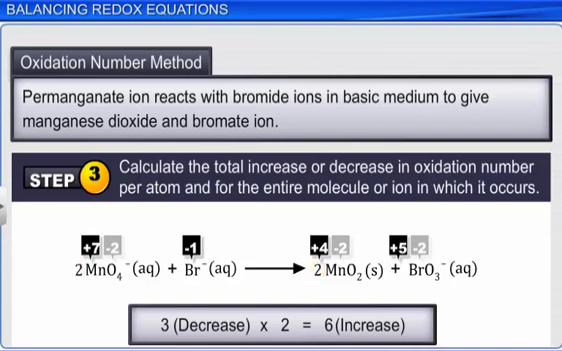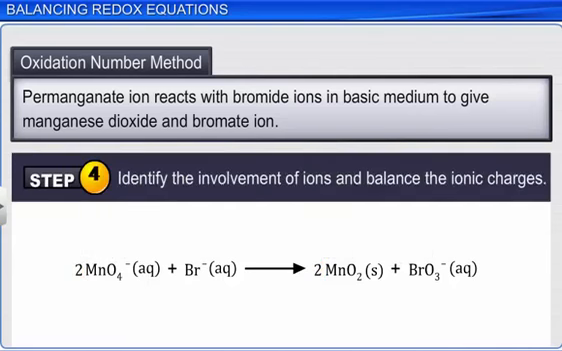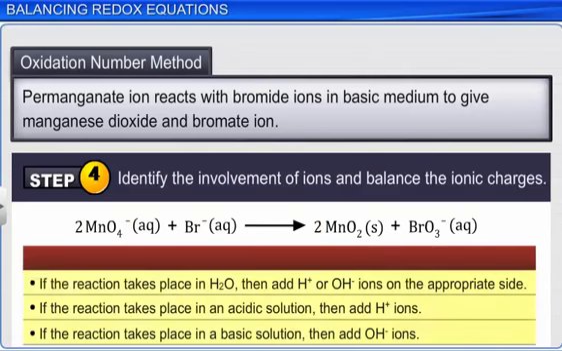Now, let's come to the fourth step. Identify the involvement of ions and balance the ionic charges. If the reaction takes place in water, then add H plus or OH minus ions on the appropriate side, so that the total ionic charge of reactants and products is equal. If the reaction takes place in an acidic solution, then add H plus ions. If the reaction takes place in a basic solution, then add OH minus ions.